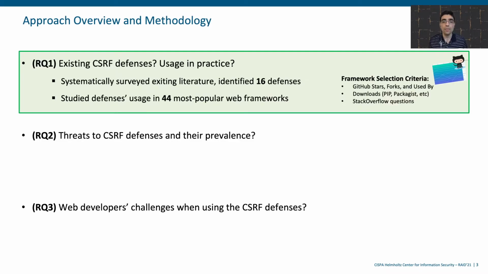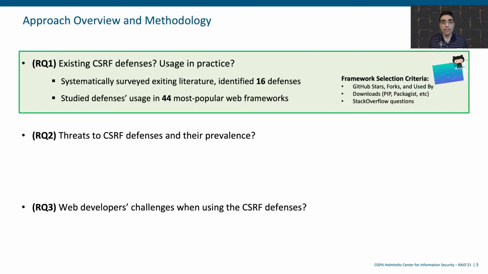Then we rank the web frameworks we identified for these programming languages based on a series of criteria. That is the number of GitHub used by, GitHub stars and forks, the number of their downloads in their respective package managers, such as pip for Python and packages for PHP, as well as the number of their relevant questions in Stack Overflow. Finally, we select the top 10 frameworks for each language. This results in 44 frameworks because for C# and JavaScript, we only identified 5 and 9 web frameworks respectively.